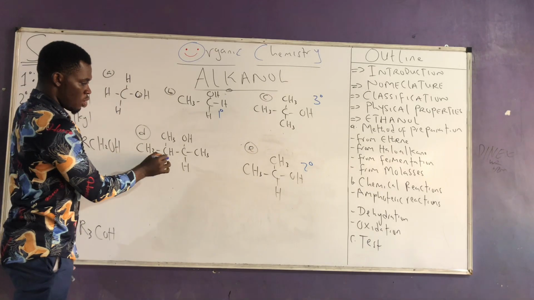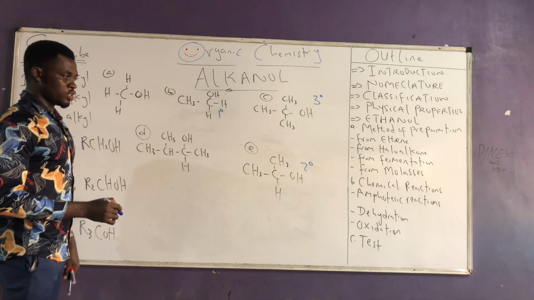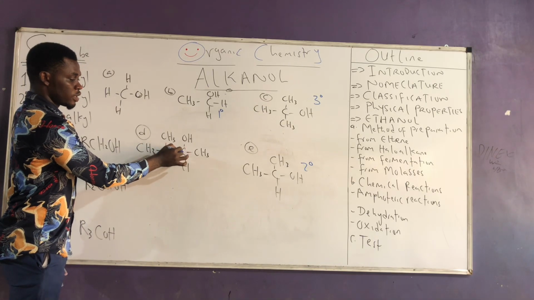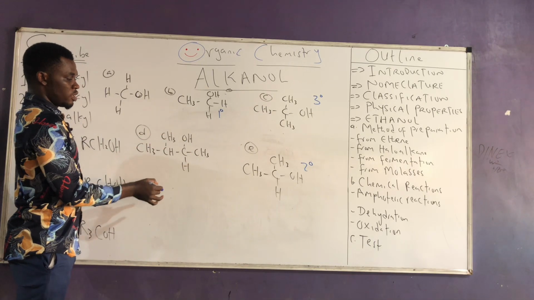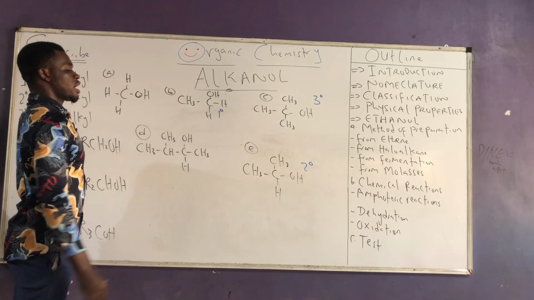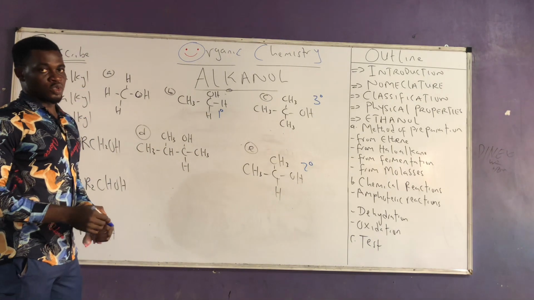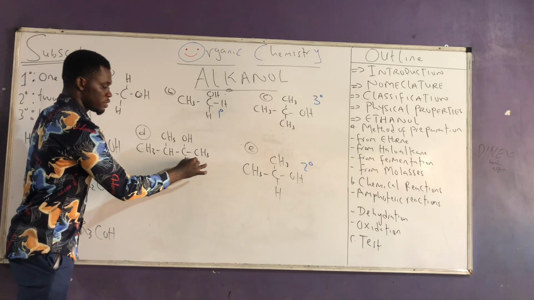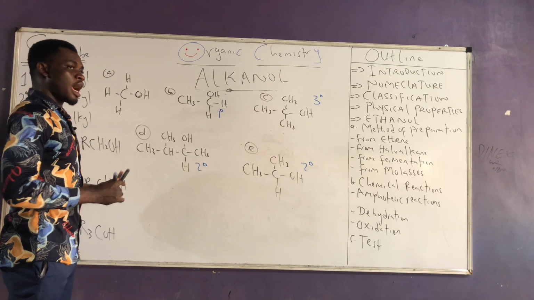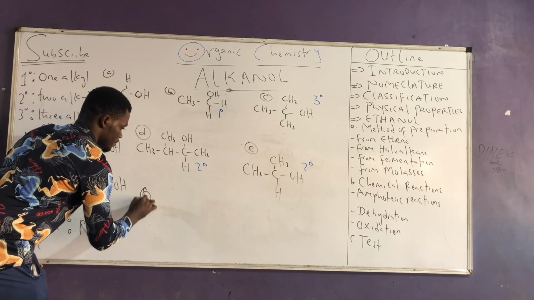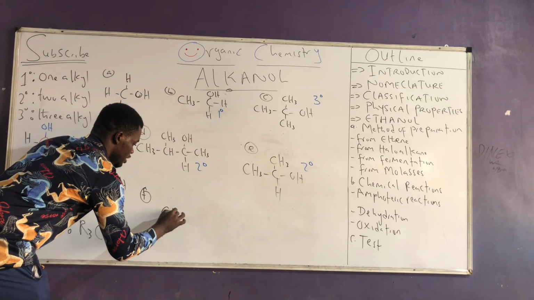Look at this one as well. Look at the carbon atom with the OH functional group. There are 2 alkyl groups directly attached to this carbon with the OH functional group. So automatically, this compound becomes a secondary alkanol. I can even decide to draw a similar structure. Let's call this F. I can have CH3.